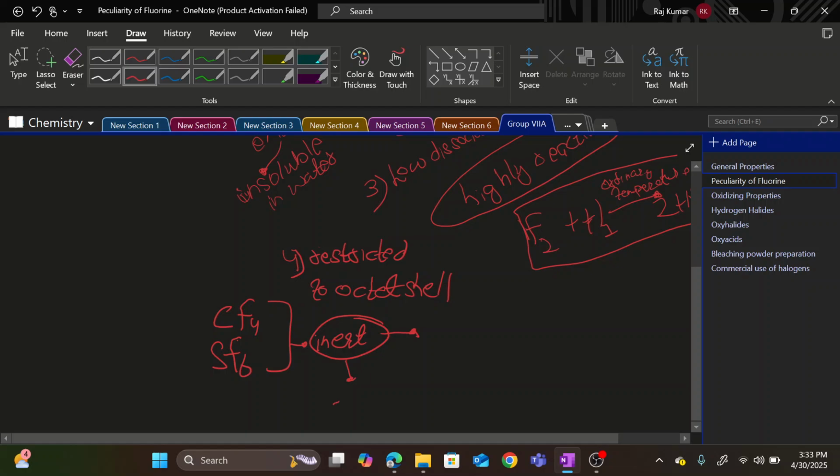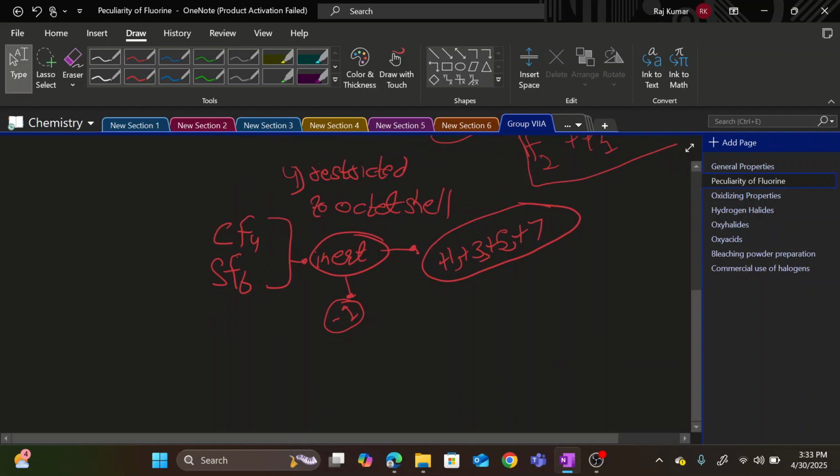So it's restricted to the octet shell, which makes it pretty inert, and that's also the reason that its oxidation state is only -1. Other halogens such as chlorine, bromine, iodine have oxidation states of +1, +3, +5, +7, but fluorine has only one oxidation state, which is -1. So this is another point.